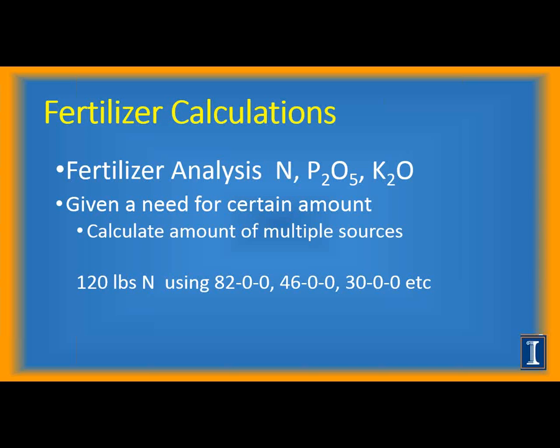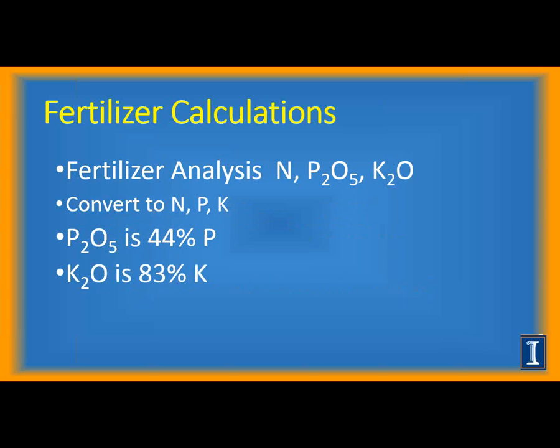So 46-0-0, that's going to be close to double the amount. It'll probably be somewhere in the area of 230 pounds or something. You can do the math on that. But you divide by the decimal that's indicated by the number that's a percentage. So divide by 0.82, 0.46, or 0.30 to get the nitrogen. Okay, so that's what you're going to have to do there. And you may have to do that across a variety of fertilizer sources, including several that are going to have multiple elements in them. Diammonium phosphate and monoammonium phosphate would be prime examples of that.